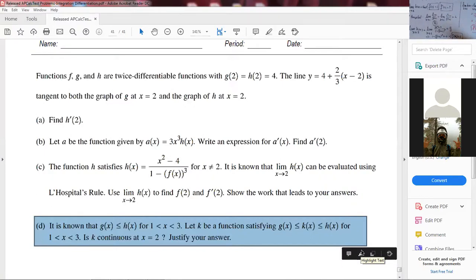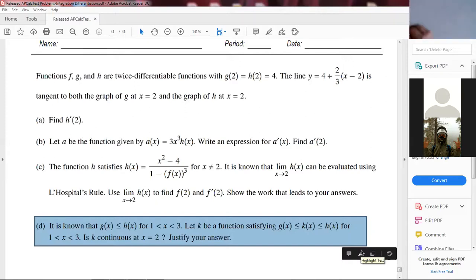It's known that g of x is less than h of x in the interval 1, 3. Let k be a function that is between them for 1, 3. If k is continuous at x, is k continuous at x equals 2? Justify your answer. So let me see. Let me just put that one right here, and we finish with this one today.